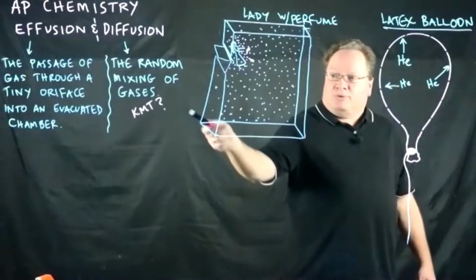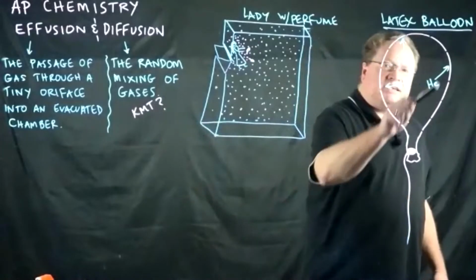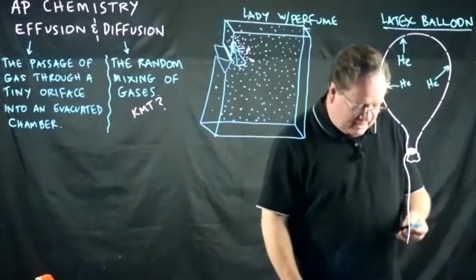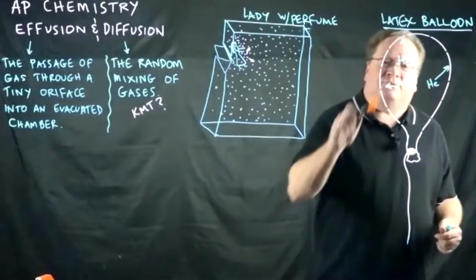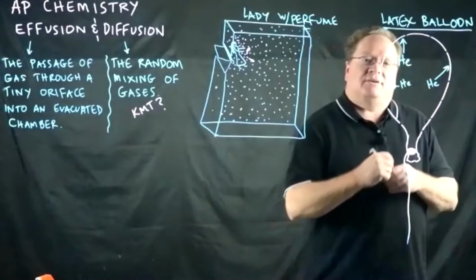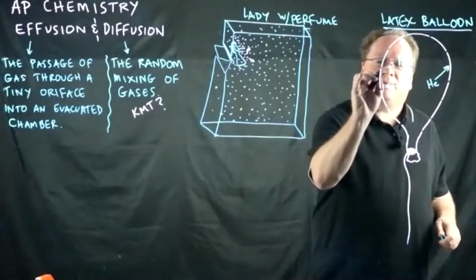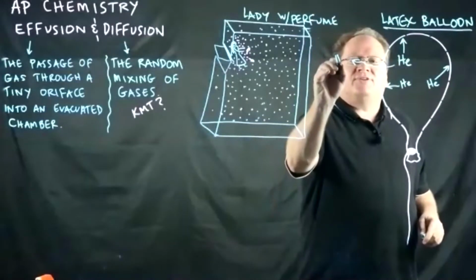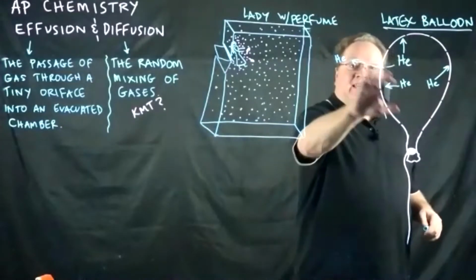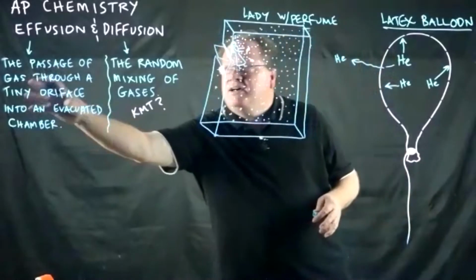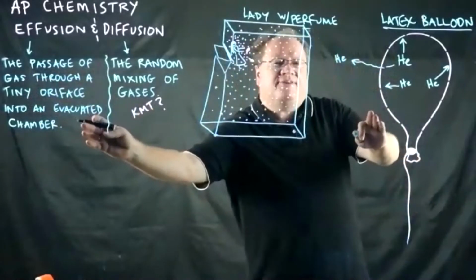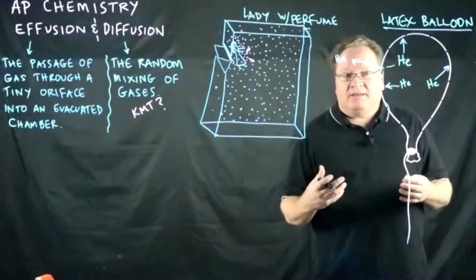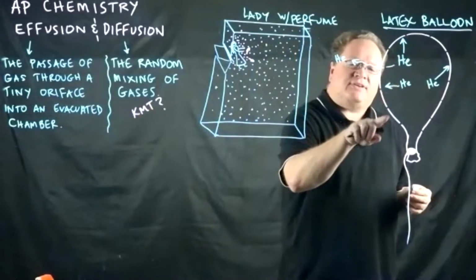Now, because of the rules of the KMT, this helium in here is constantly bouncing off the inside of this balloon. And every time it hits the balloon, it's an opportunity. If it hits just the right spot, the helium can slip through one of those pores and escape. That is essentially the process of effusion, short of the fact that we don't have a vacuum out here. So why did your balloon die overnight? Because the helium escaped through these tiny pores.